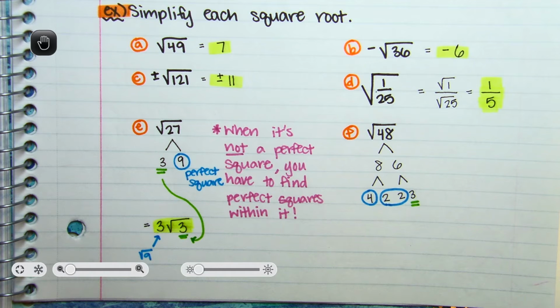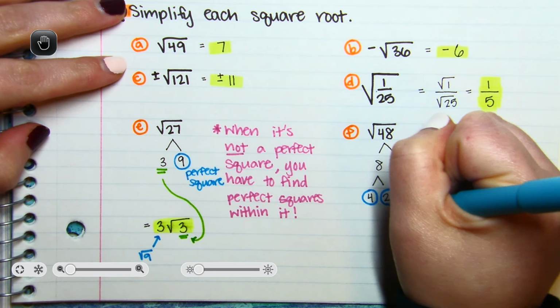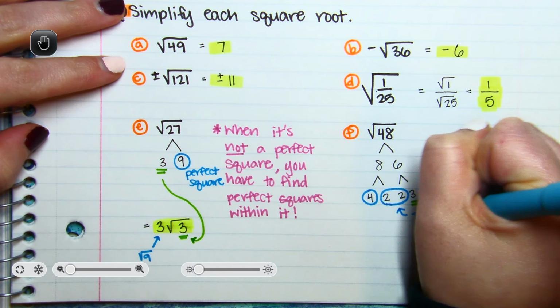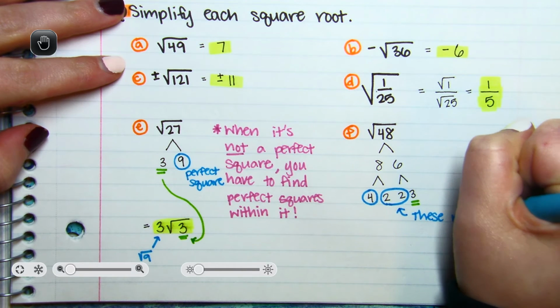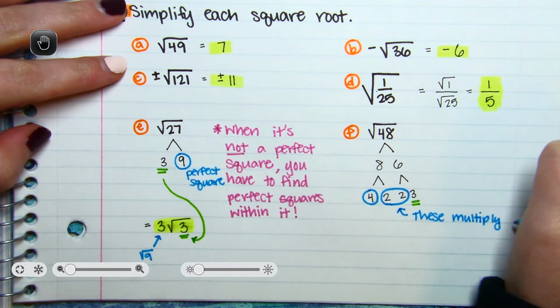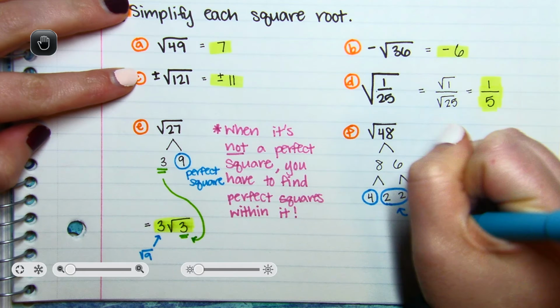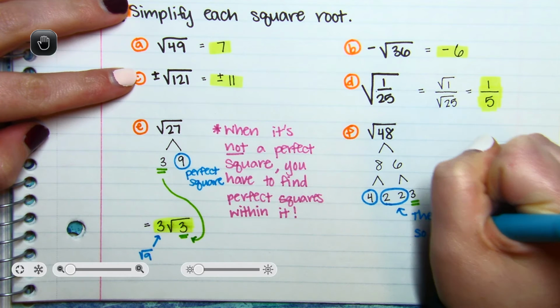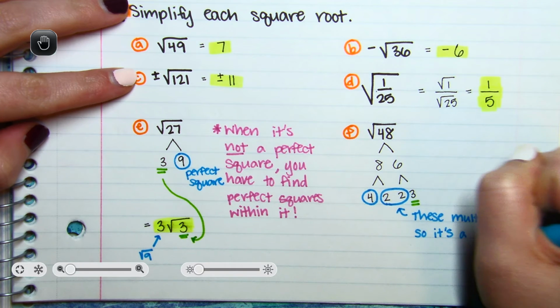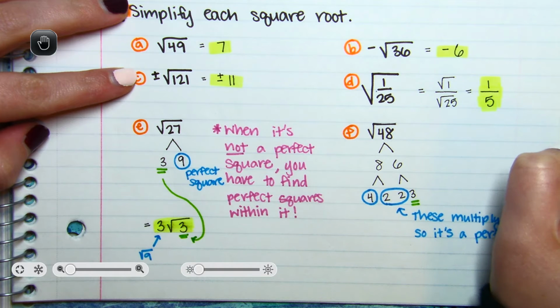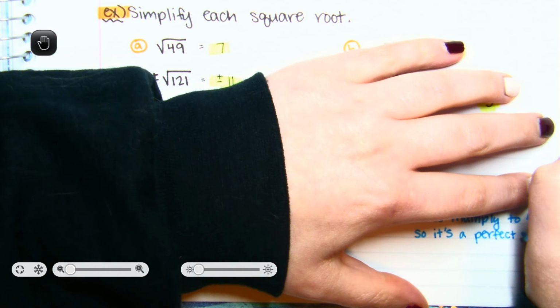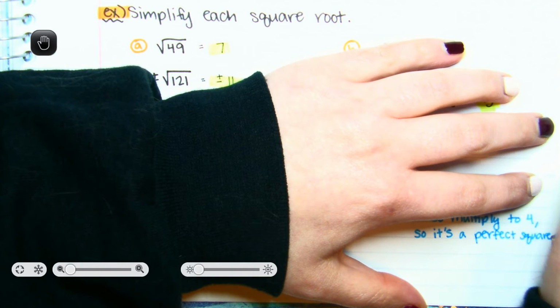So let me write a little note. These multiply to 4. So it's a perfect square. Squeeze that on there.